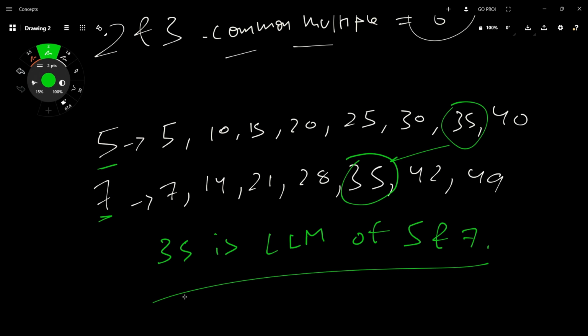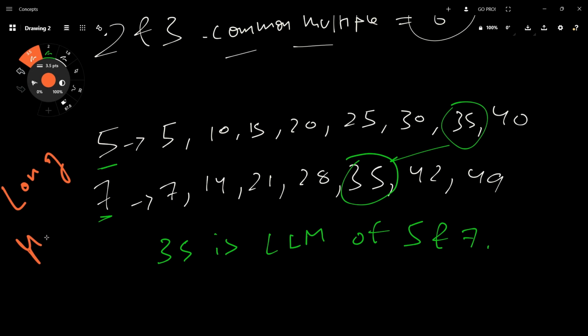This is how we simply find the LCM of two numbers, but we will not find the LCM by this method, because this is a very long method, and we want to be very quick with finding the LCM. So we have another short method here. Let us study the shortcut of finding the LCM.